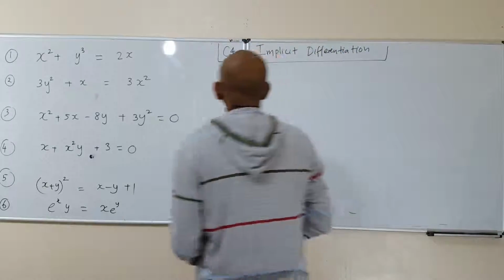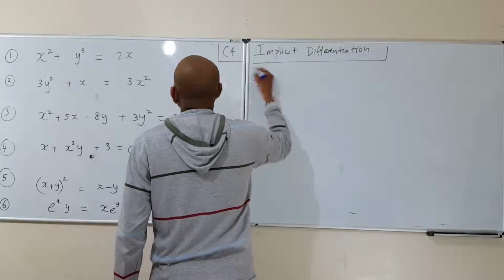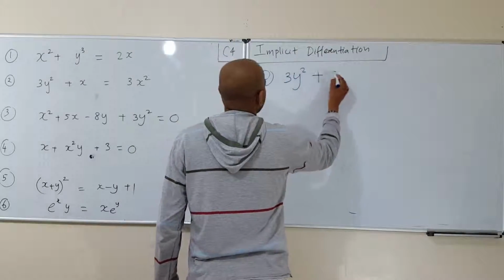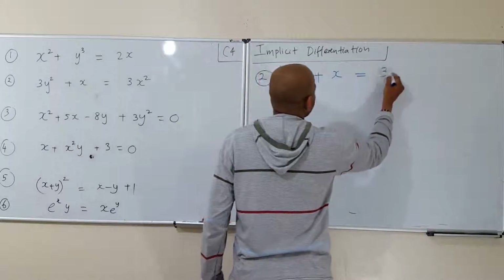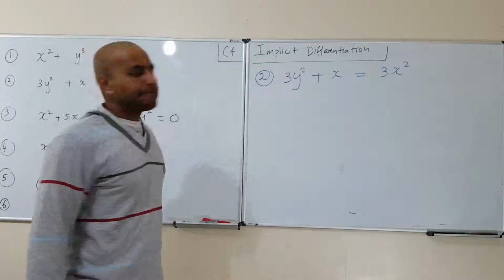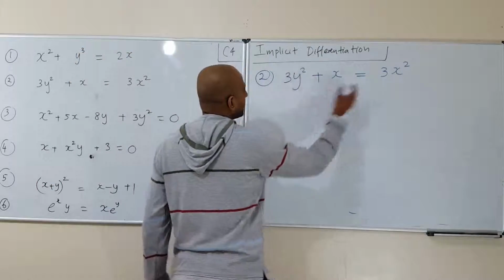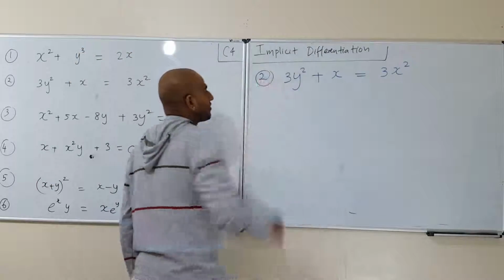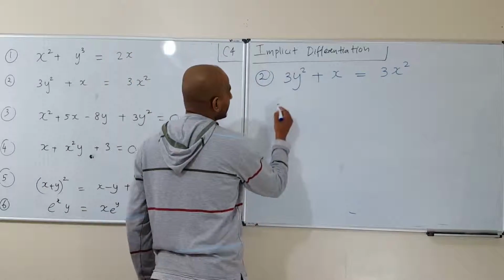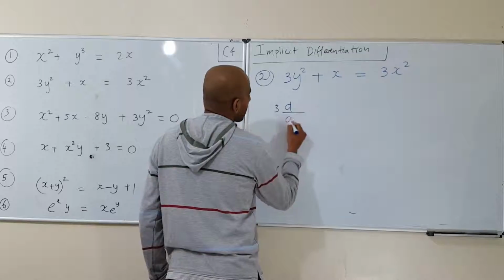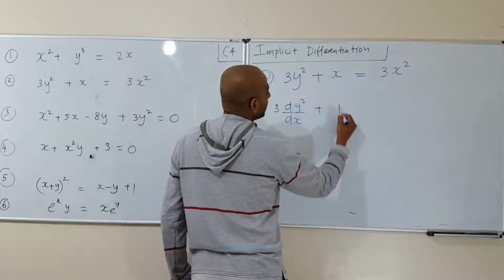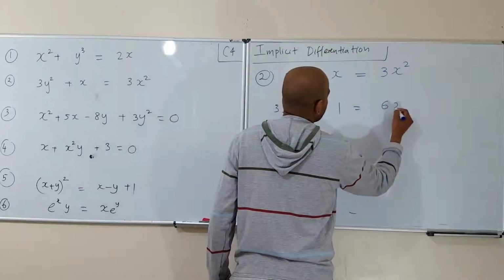Right, question number 2. 3y squared plus x equals 3x squared. We can differentiate each one again. That's a function of y, isn't it? So let's leave it like that. Because that's a constant, I'm going to write it like this. The differential of that is 1, the differential of that is 6x.